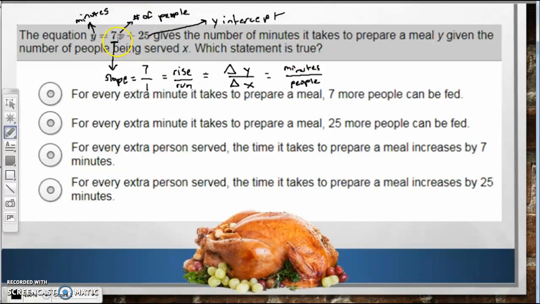So if we have one person, it takes 7 minutes plus 25. If we have 2 people, it takes 2 times 7 plus 25. If we had 3 people, it would be 3 times 7 plus 25. So in other words, it takes 7 minutes longer every time we add another person. So let's look at that. Here, let's look at this one. For every extra person, remember that's x, the time it takes to prepare the meal increases by 7 minutes. And we were able to tell that story by looking at the slope of this line.